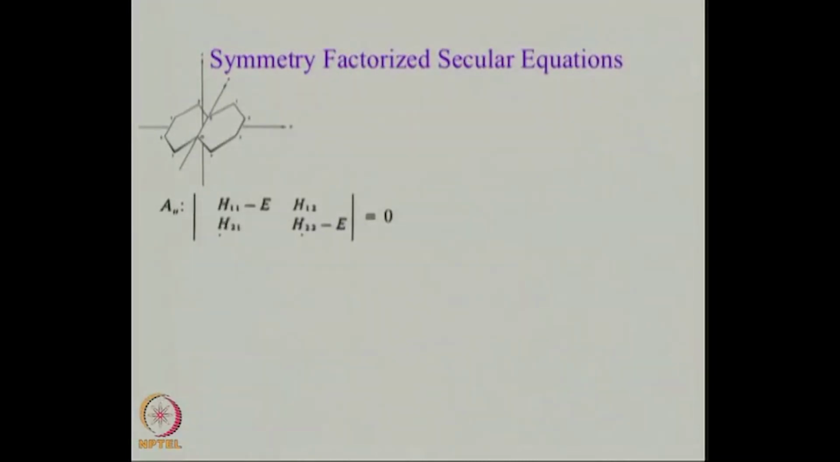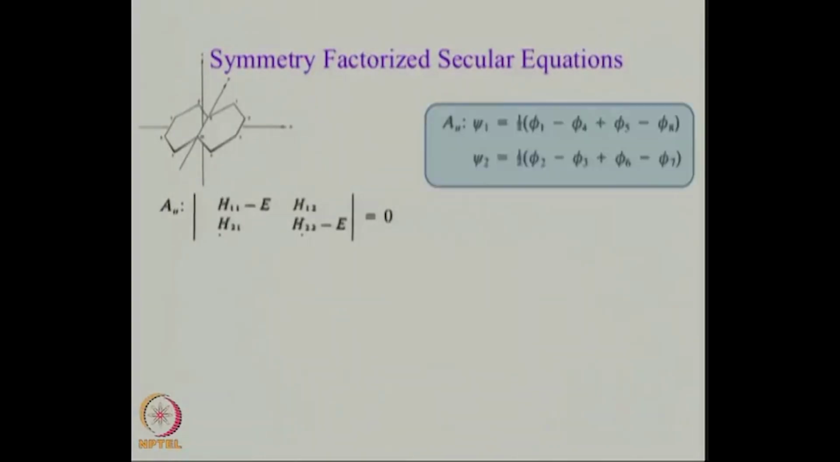So, let us try to solve them one by one. This is the easiest equation. How do I solve? I solve by using the wave functions psi 1 and psi 2. Now, we actually have to work out what is H11. Are we ready for that? Let us see.